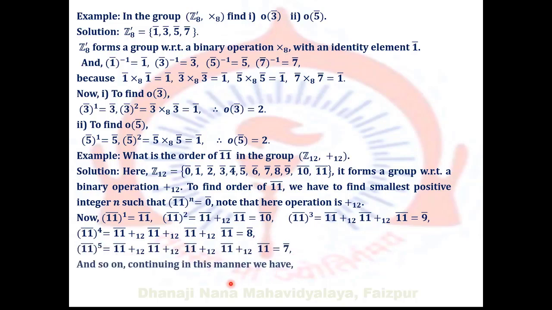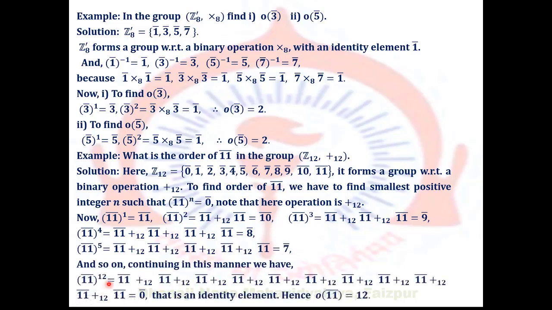And so on. If we continue this, we get 11 bar raised to 12, that is 11 bar added 12 times with operation addition modulo 12, so this value is equal to 0 bar. So here 12 is the smallest positive integer such that 11 bar raised to 12 is equal to 0 bar. So here we can say the order of 11 bar is equal to 12.